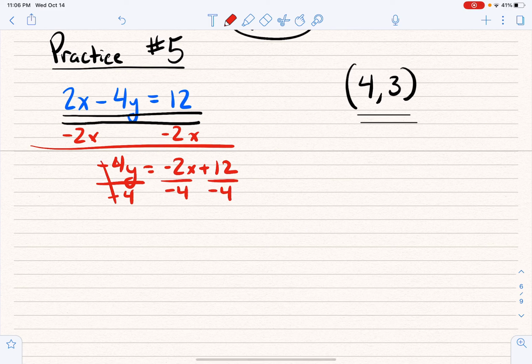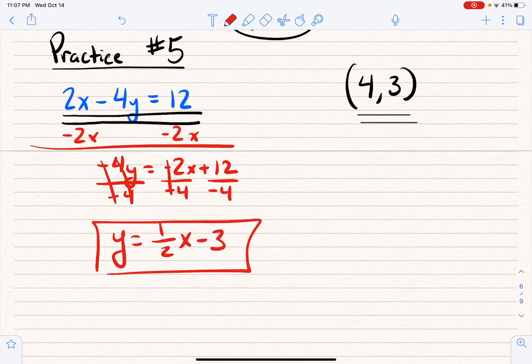The negatives cancel out and the 4's cancel out. I'm left with y equals, the negatives cancel out. 2 over 4 is the same thing as 1/2. And then 12 divided by a negative 4 is negative 3. So I got y equals 1/2 x minus 3. So what's the slope? Right here, 1/2. So if I want parallel, it's the same slope. So I want that slope.